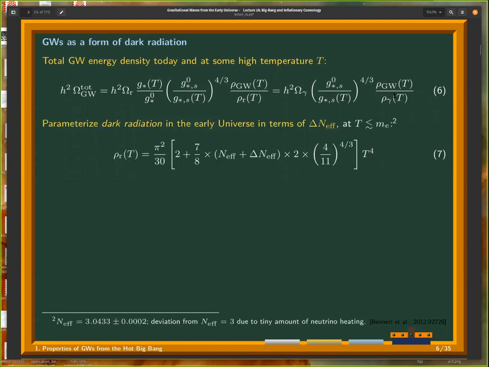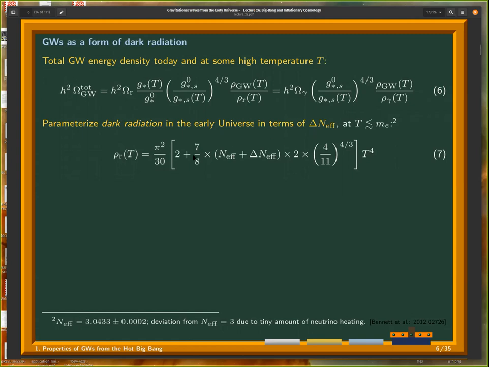And now I want to talk about dark radiation. I'm sorry that I mixed this up. So this is what I want to cover now on this slide. We can parameterize the amount of extra radiation beyond the standard model of particle physics in terms of an effective number of neutrino species, or some effective contribution to the energy density in radiation. And this is typically done in this way.